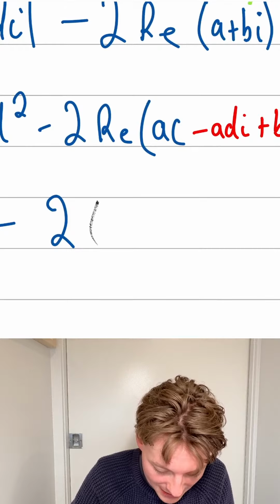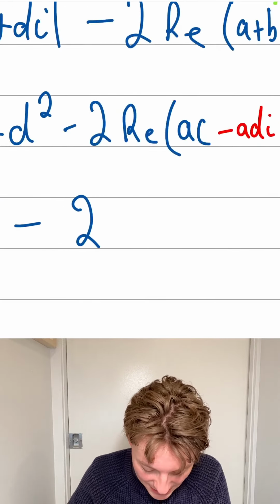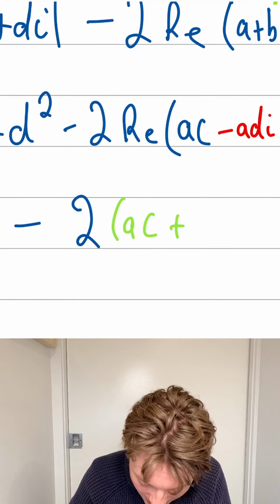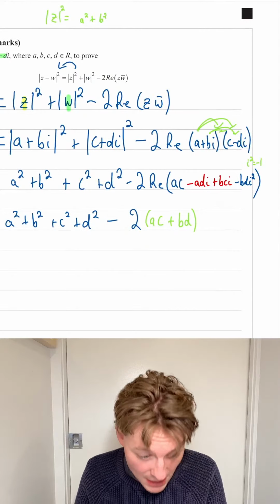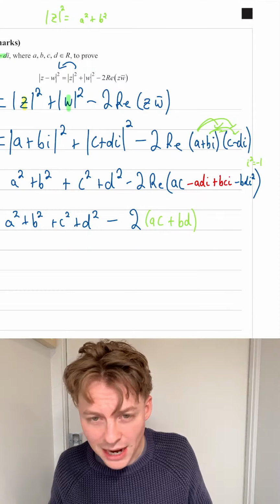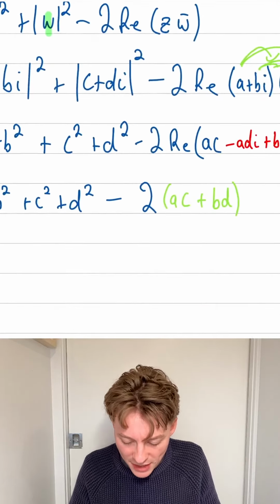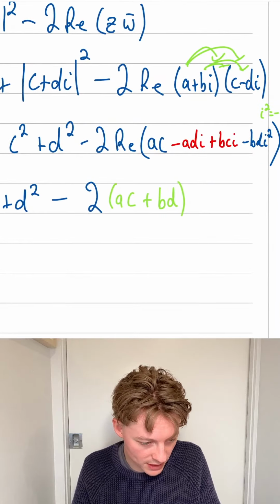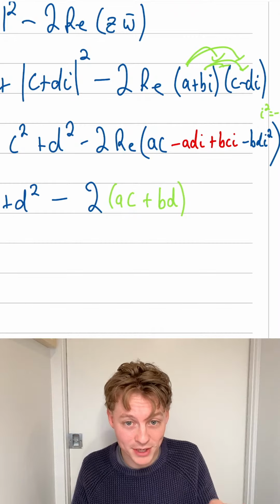2 outside of just the real parts, which is just AC plus BD. Are we happy how I got to AC plus BD? I'm worried that maybe I slightly rushed that, but I think it made sense. It made sense when I was doing it at least. Happy? I assume we're happy. I'm going to keep moving.